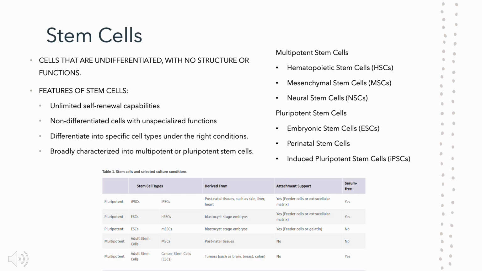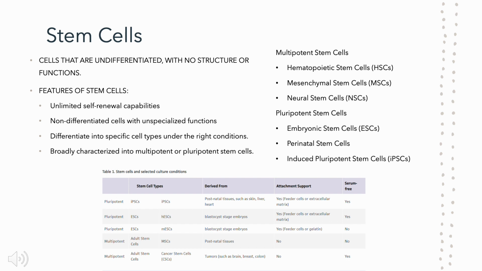Stem cells are cells that are undifferentiated with no structure or functions. Stem cells have the unique ability to self-renew or differentiate into various cell types in response to appropriate signals. These properties provide stem cells with unique capabilities for tissue repair, replacement, and regeneration, making them valuable research tools in regenerative medicine and therapies. Stem cells can be broadly characterized into multipotent or pluripotent stem cells.